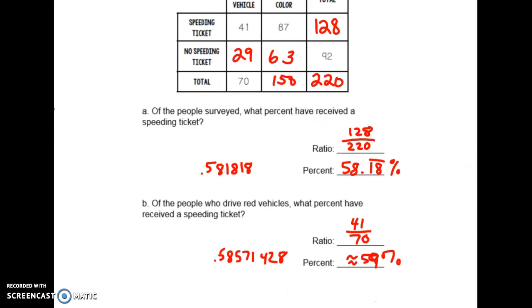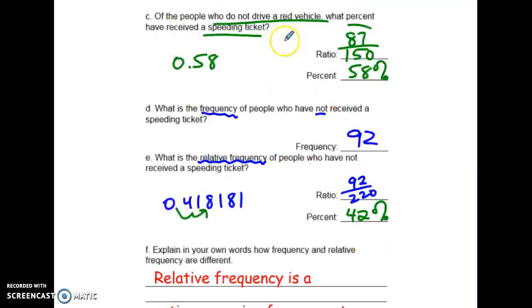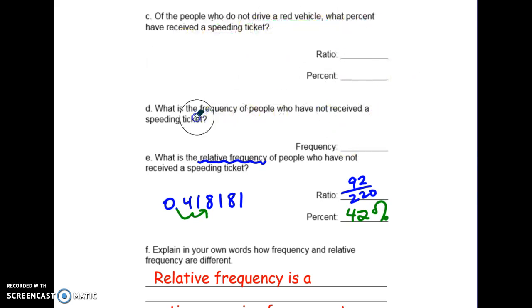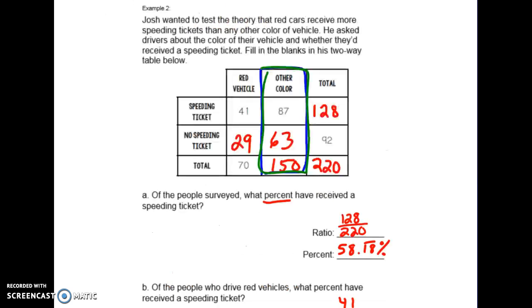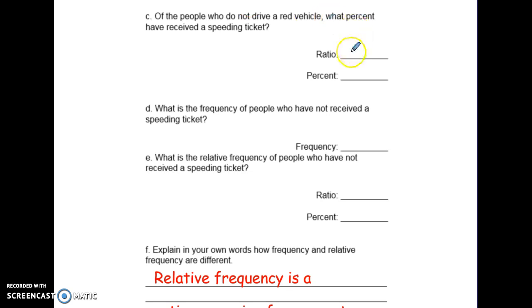So, continuing on with this set of questions, there we go. It talks about, and again, let me clean this up for us so we don't have this in our way. It talks about those who do not drive the red vehicle. So now we're going to go back to our table. Okay, they don't drive a red vehicle, they drive a different color, so we need the 150, which is our total. And let's see, what percent have gotten a speeding ticket with the red or the non-red vehicle?